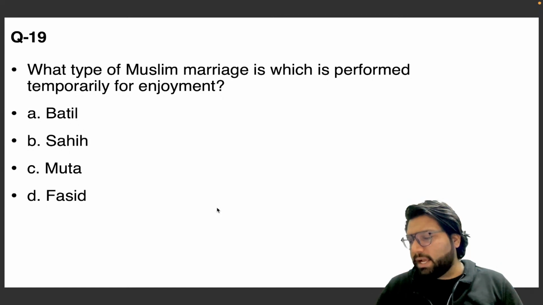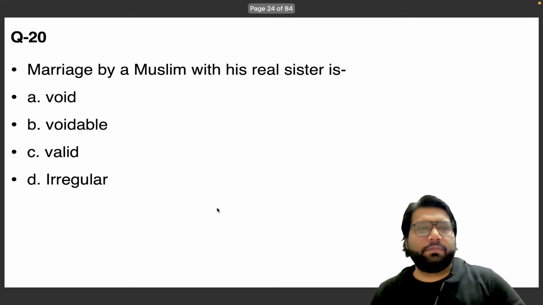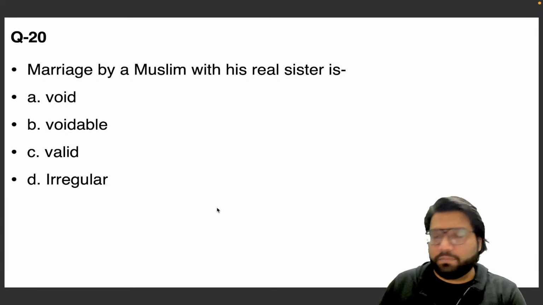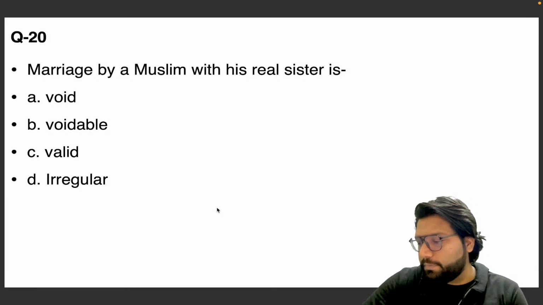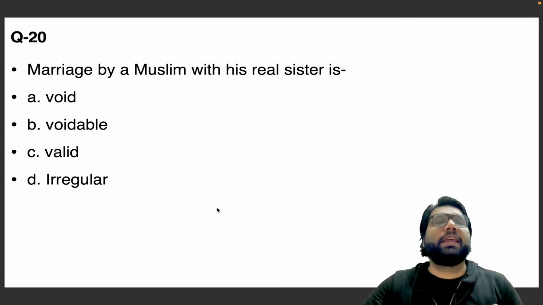Natasha, Kanika, and Ayush, C is the correct answer. That is your muta marriage. Marriage by a Muslim with his real sister is... Ayush, Kanika, and Natasha, correct answer. That is A. That is going to be void because of consanguinity.